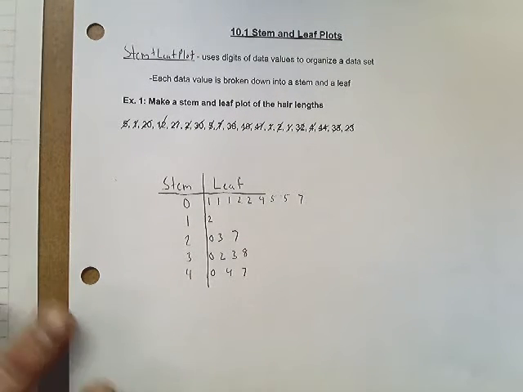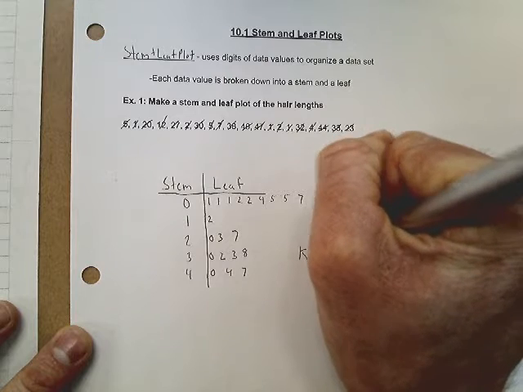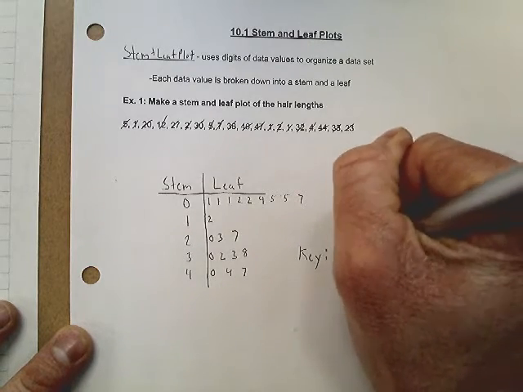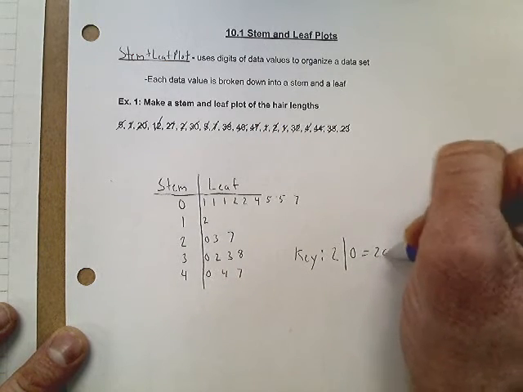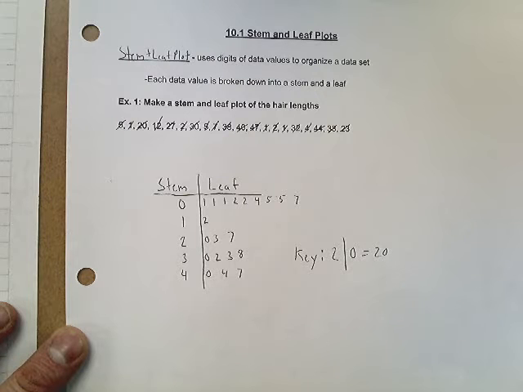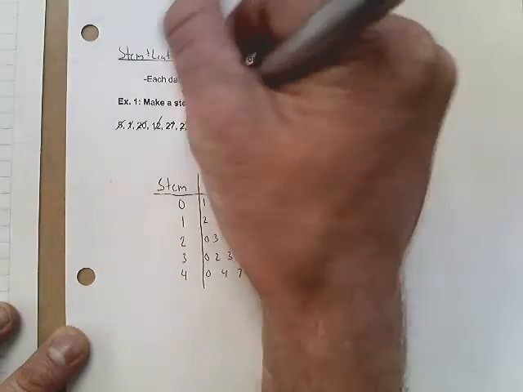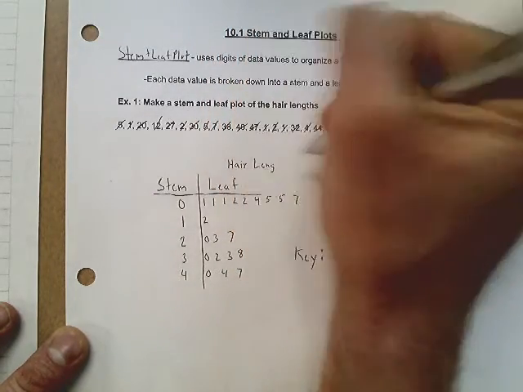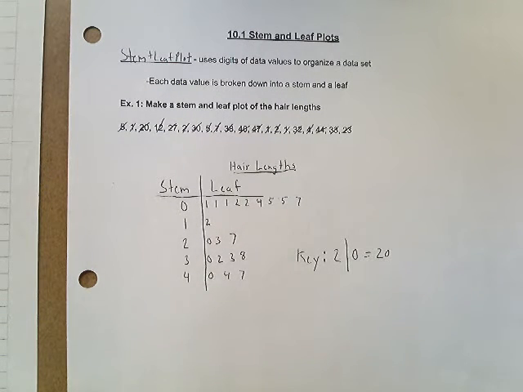Now on a stem and leaf plot, you also always have a key. When you write your key, basically you pick a number. So I'm going to pick 20. How 20 would look on my stem and leaf plot, I would have a 2 in the stem column, then my line, then a 0. So that would equal 20. Every stem and leaf plot also has a title. If I look back up here, it says make a stem and leaf plot of the hair lengths. So my title is going to be, I'm going to put it up top here, hair lengths. All right, so this would be your stem and leaf plot for all this data.